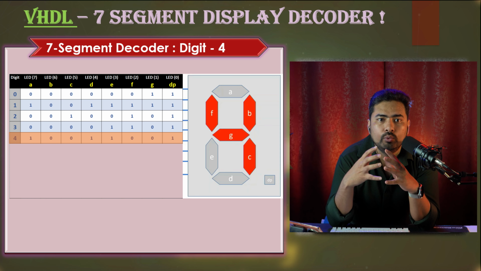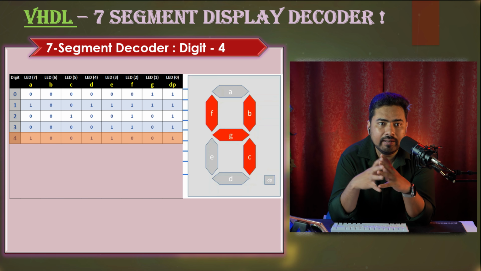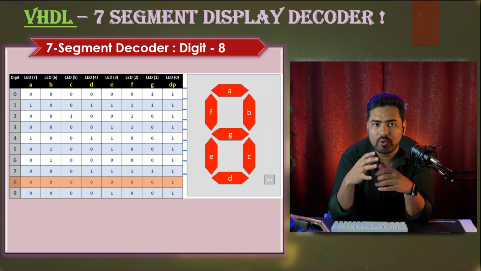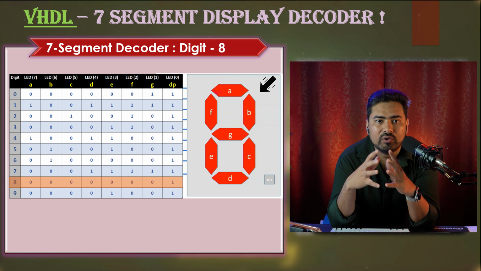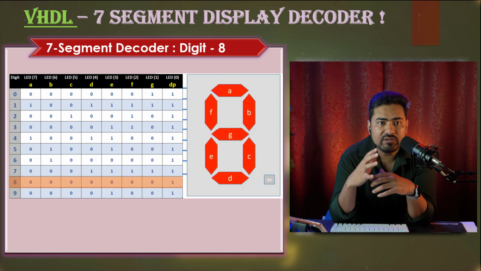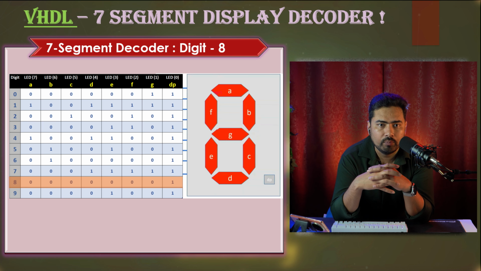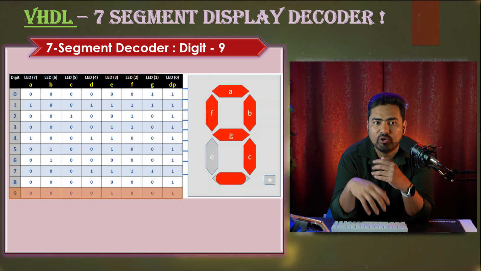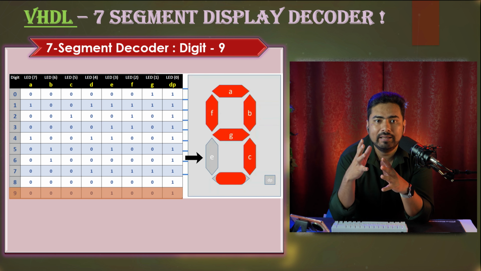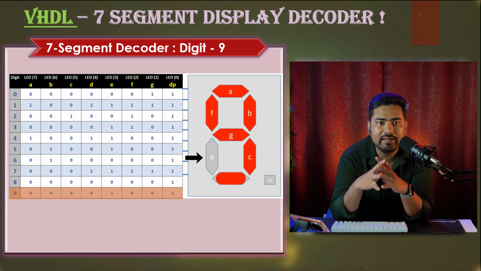So I hope you understand this and you can complete it for the rest of the numbers. I am not repeating it again for all the numbers. So quickly see number 8. For this, all the segments are turned on, so our output will be 0, 0, 0, 0, 0, 0, 0, 1. And for number 9, only segment E is off and all the rest of the LEDs are on, so our output will be 0, 0, 0, 0, 1, 0, 0, 1.